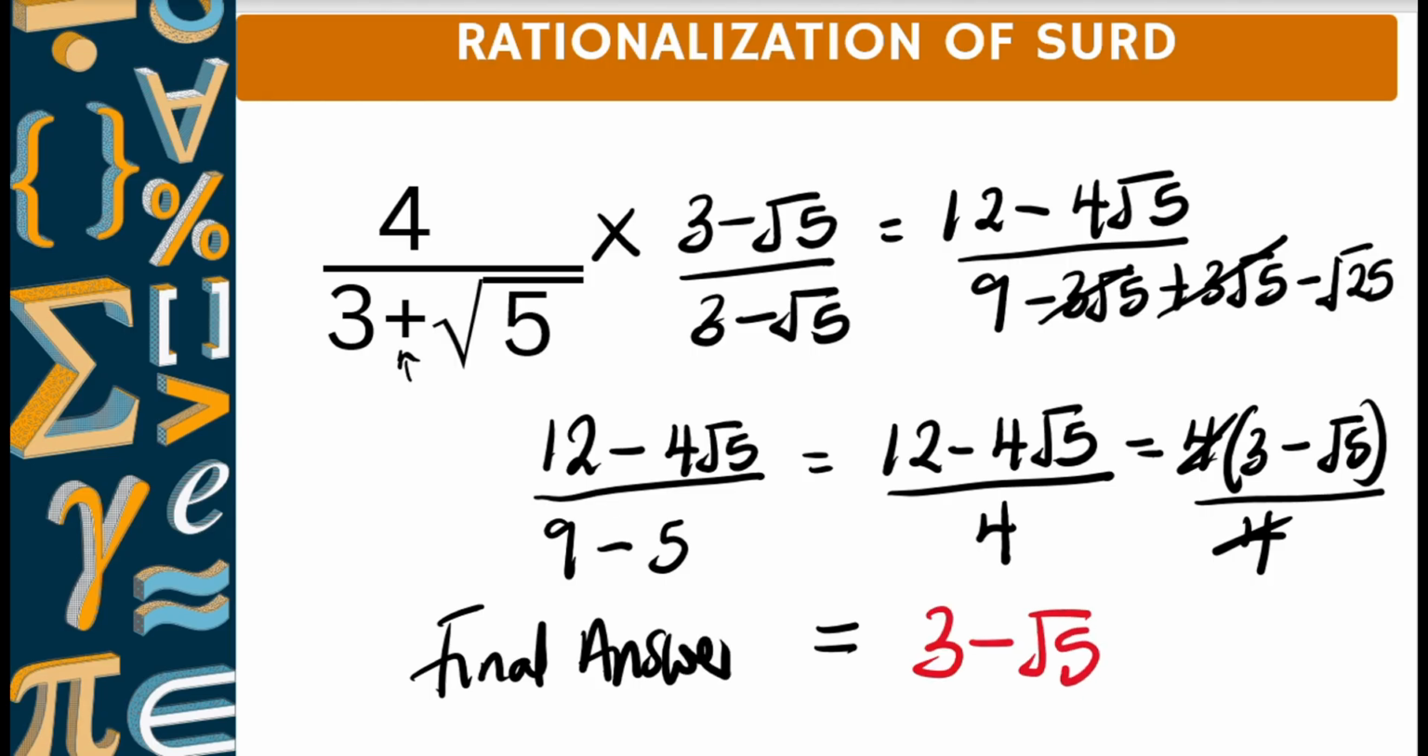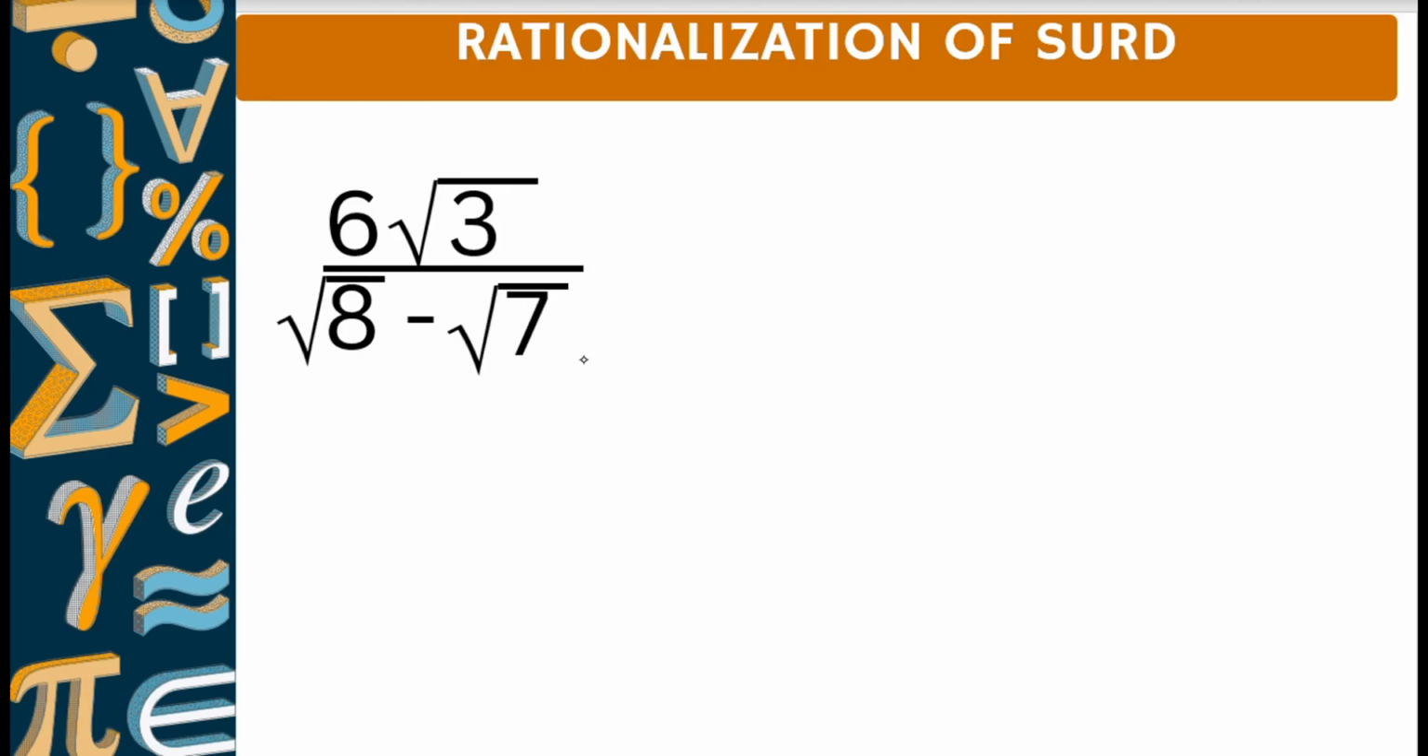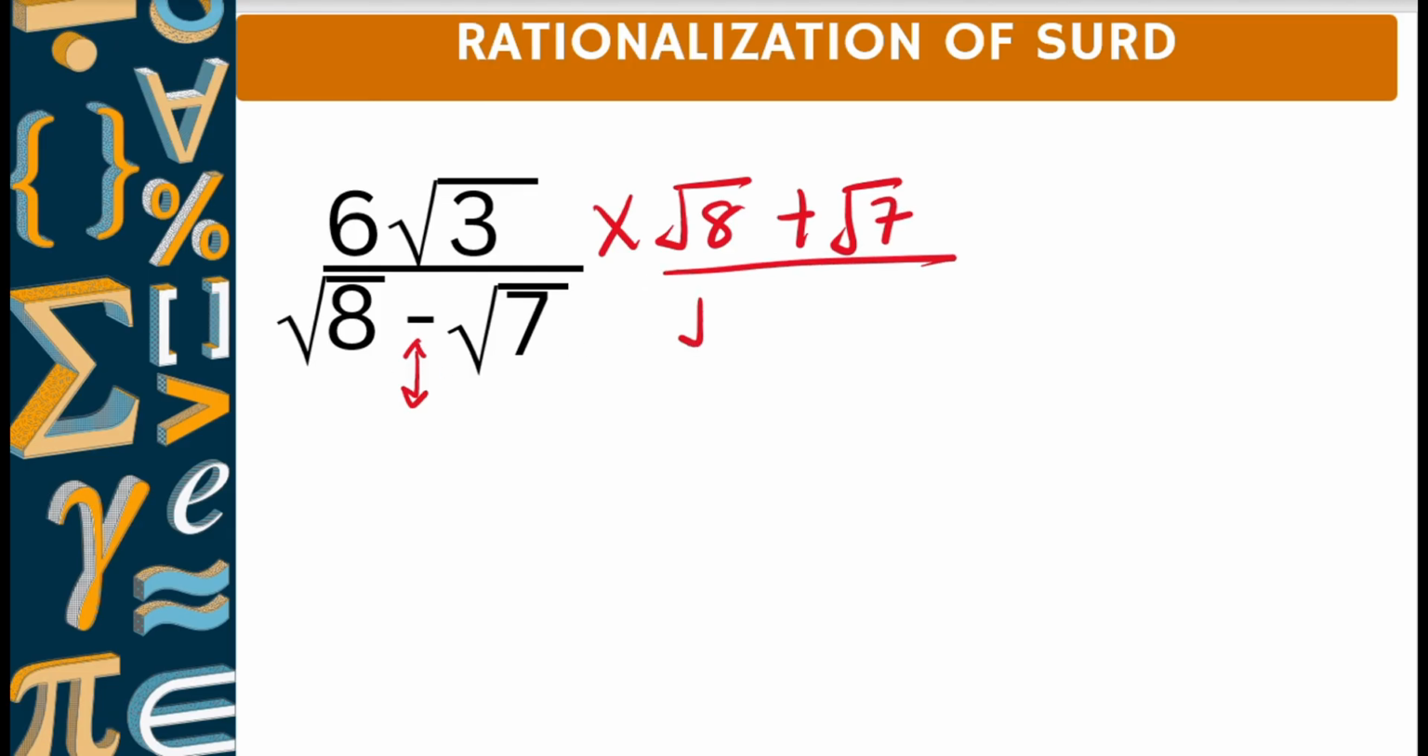Root 5 is the final answer. For the next example, we're going to multiply the numerator and the denominator by the conjugate of the denominator. So what we have here is a negative sign. That simply means I should change the sign to positive and multiply it with the denominator and also with the numerator. I'm going to multiply this by root 8 plus root 7. And then I'm going to multiply this one again with root 8 plus root 7.